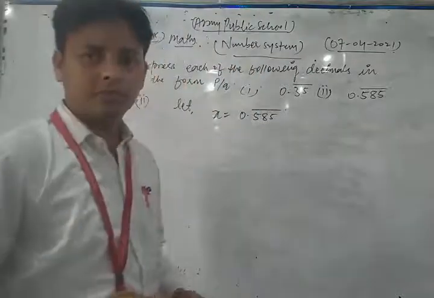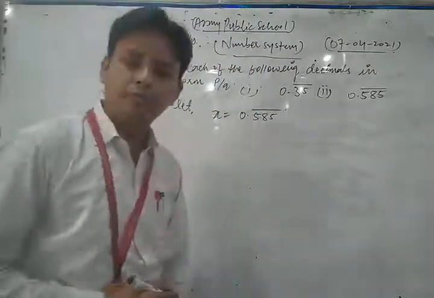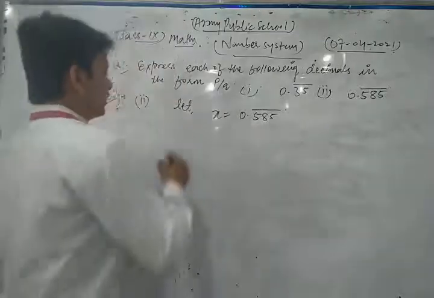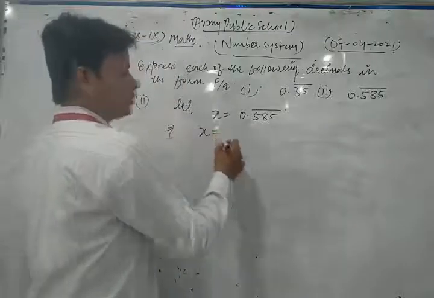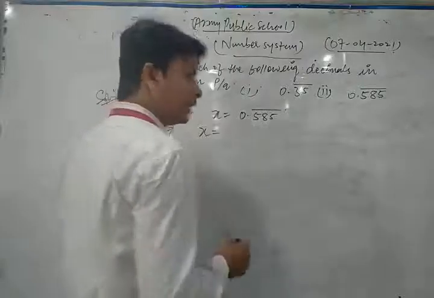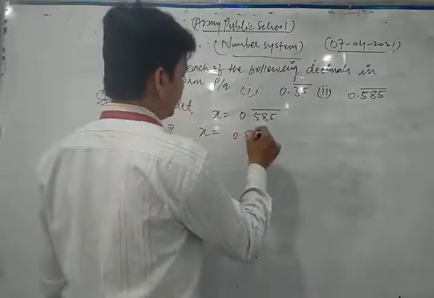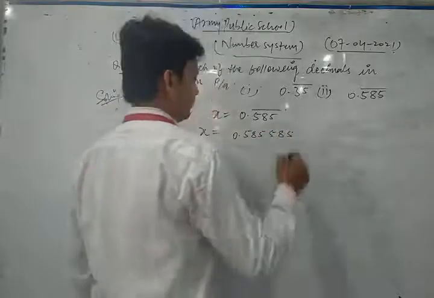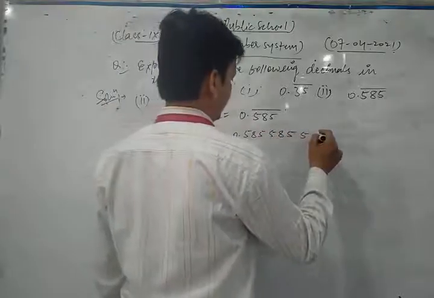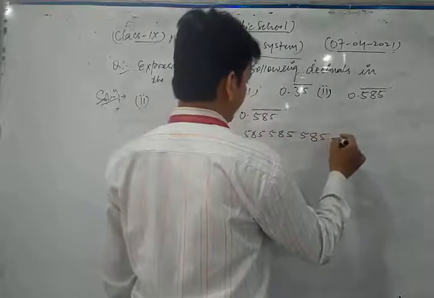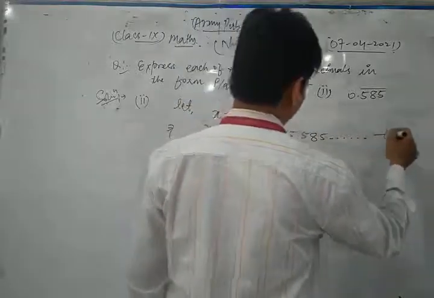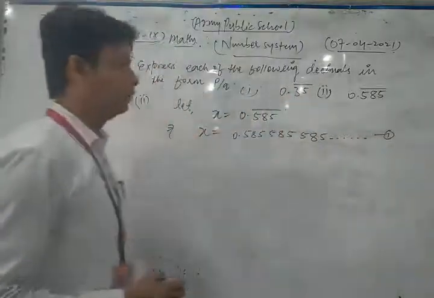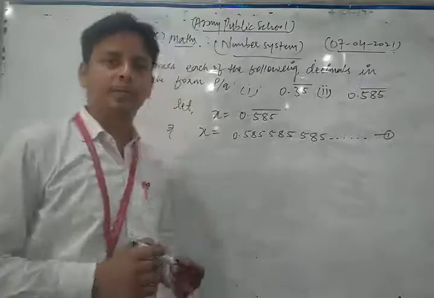Now in the next step, we remove the bar. So we can write x is equal to 0.585 and so on. We take this as equation number 1.